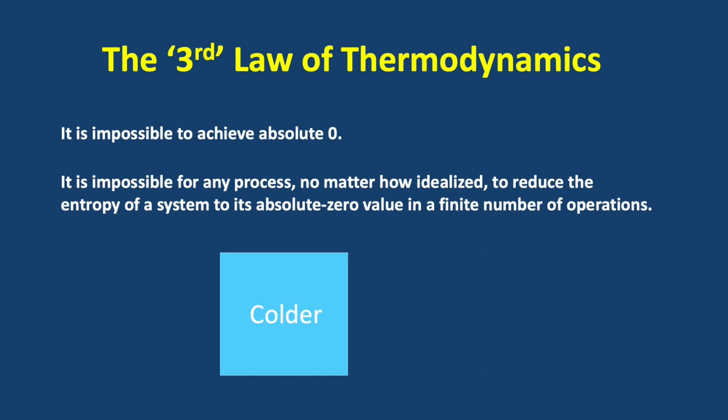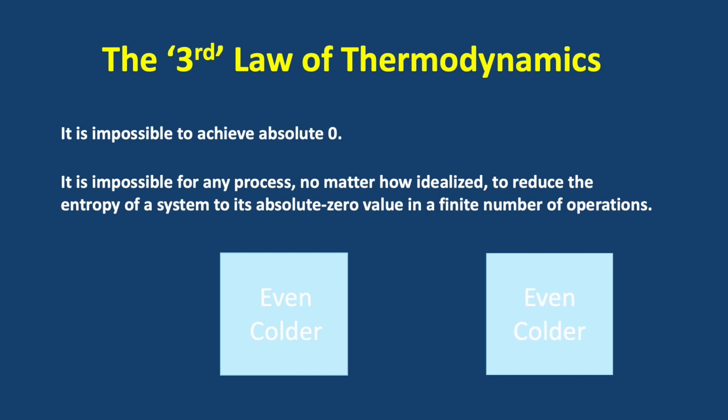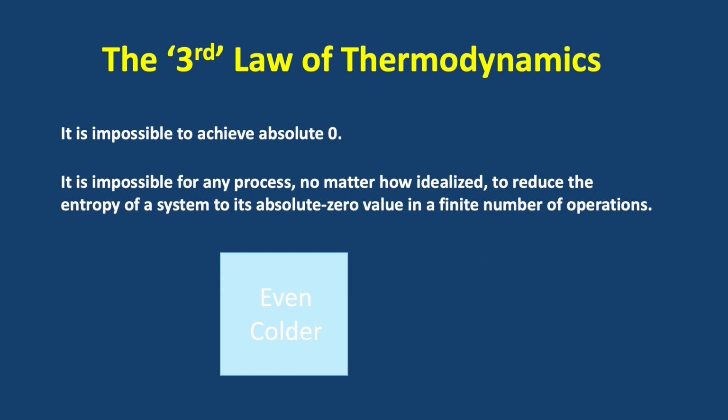I still haven't got this object at 0 Kelvin. What do I do? I bring in another colder object. This object is even colder. Well, what's going to happen? We are going to see that heat will flow from the colder object to the even colder object, until our original object is colder again. Then we remove our second little helper. So we continue doing that process.